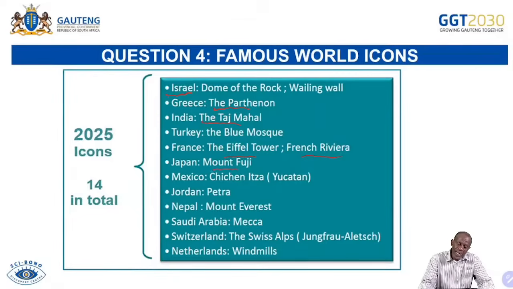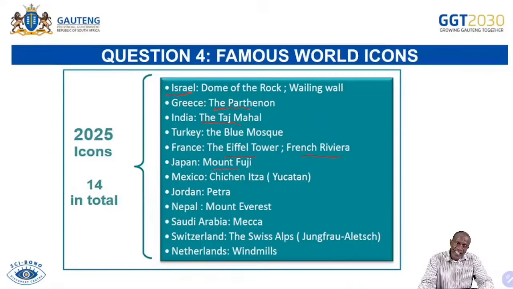In Nepal, you have Mount Everest. In Saudi Arabia, you have Mecca, and in Switzerland, you have the Swiss Alps, Jungfrau. In the Netherlands, you have the windmills. These are your 14 prescribed icons for 2025.